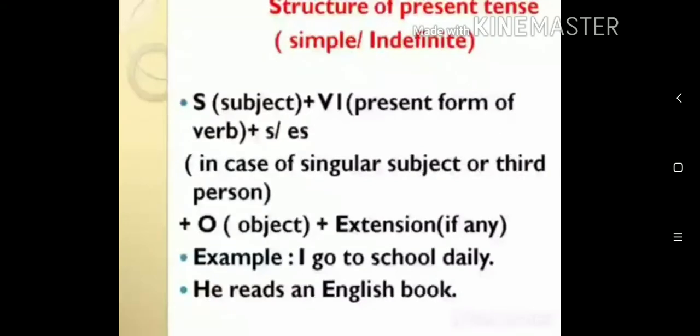In the first sentence, we see I go to school daily. I is the subject here. Go, present form of verb. To school is object and daily is an extension. In the next sentence, reads shows that s has been used with the present form of verb, as he is the singular pronoun.